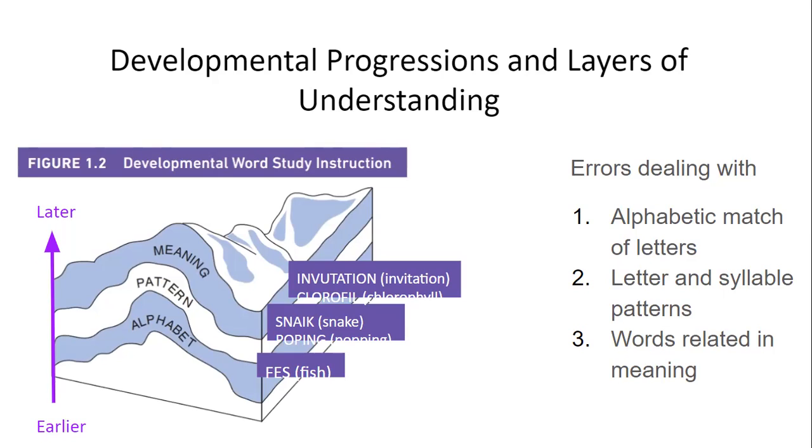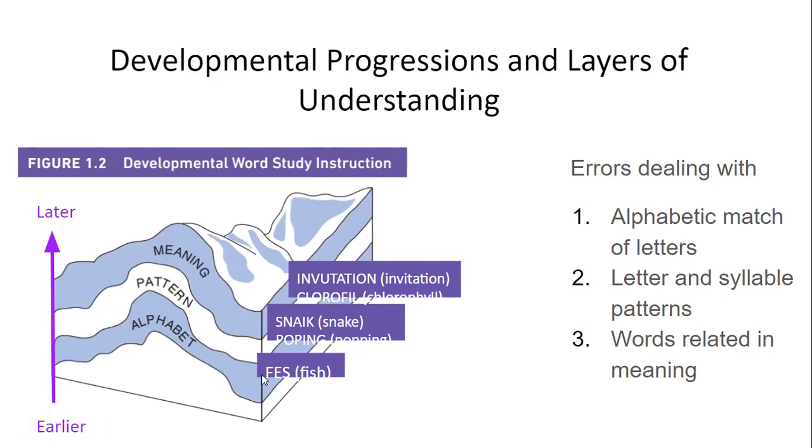In this case, we're thinking about a process of word study instruction that, depending on the student's level, their stage of development, will look a bit different. At the beginning, this is what we would expect to see when students are making attempts at spelling. Early on, they're doing an alphabetic match of letters.